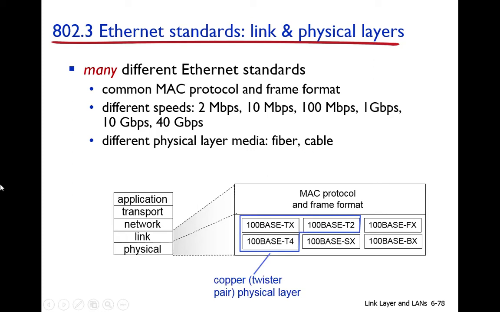You can see that these TX standards are for copper twisted pair cable. These standards are designed for copper links, which use twisted pair cables. Okay, and these red ones are designed for fiber optics.